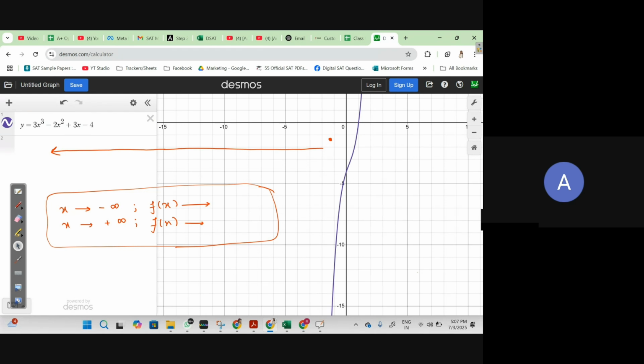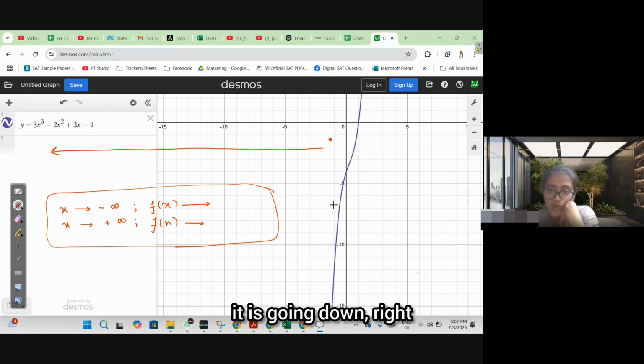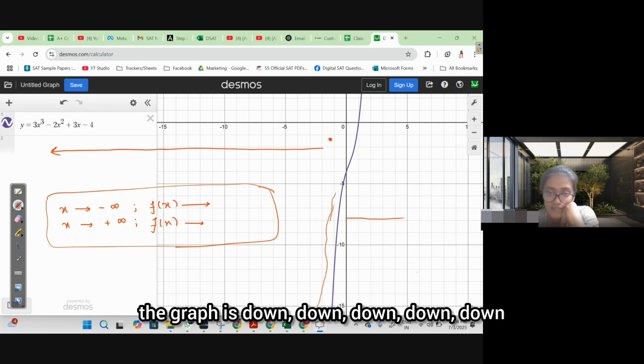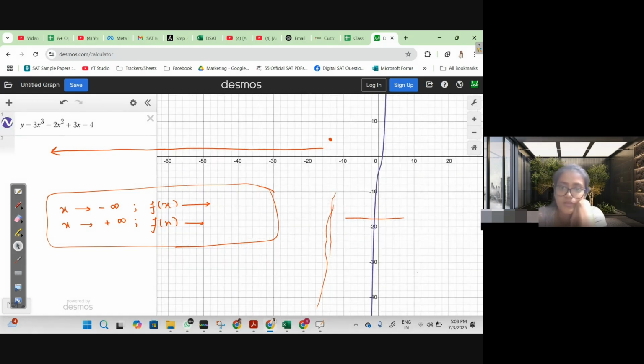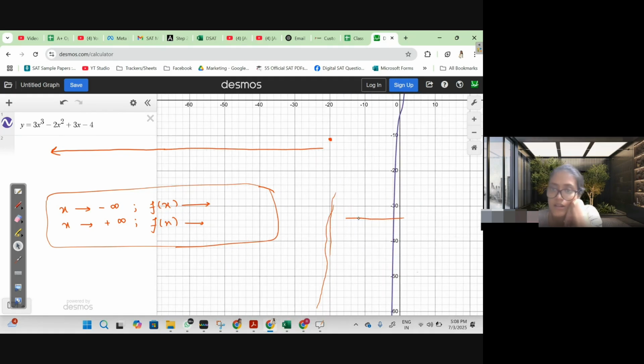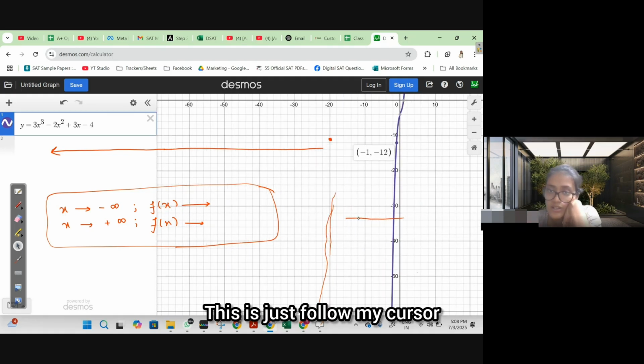Okay. So when your graph is going down, it is going down, right? As you move to the left, the graph is down, down, down, down, down. Or you can see it like this. See now, just follow my cursor.